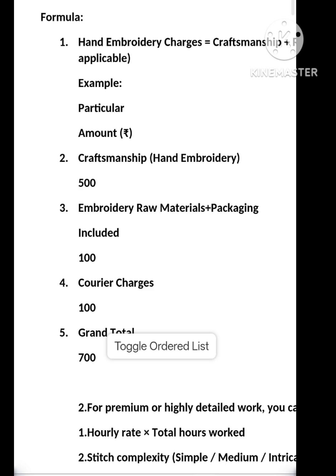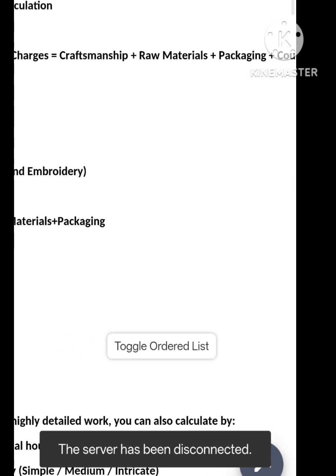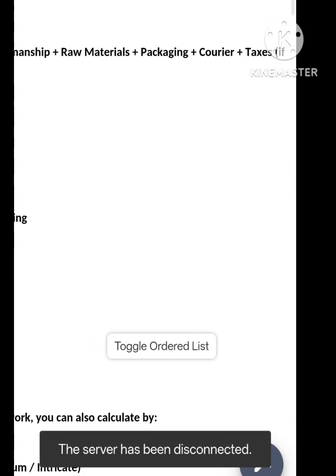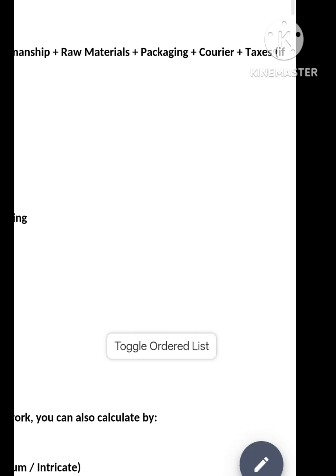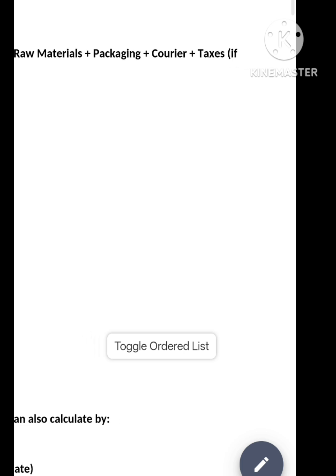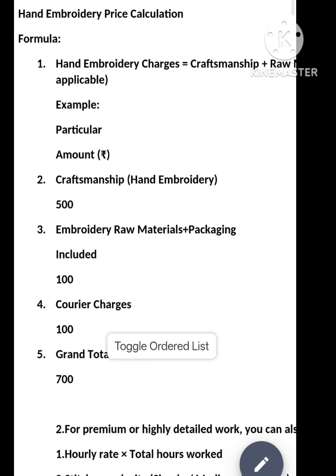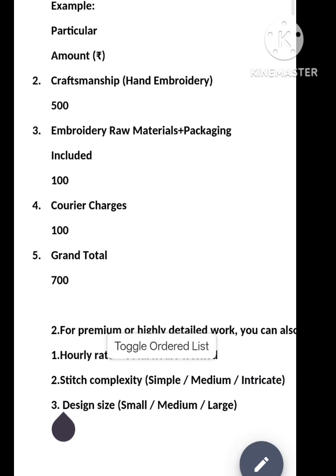So the formula is: hand embroidery charges include craftsmanship, that is the labor, plus raw materials, that is the threads and frame and needles, whatever is required, plus packaging, that is if you are doing a courier outstation, then the packaging cost, then the courier cost as per the weight and the kilometers, plus taxes if applicable. So in this case, taxes, TDS and GST are not applicable. So let's understand with an example.